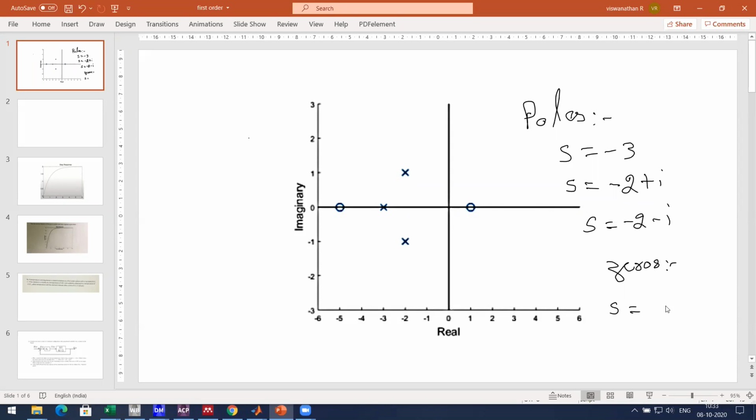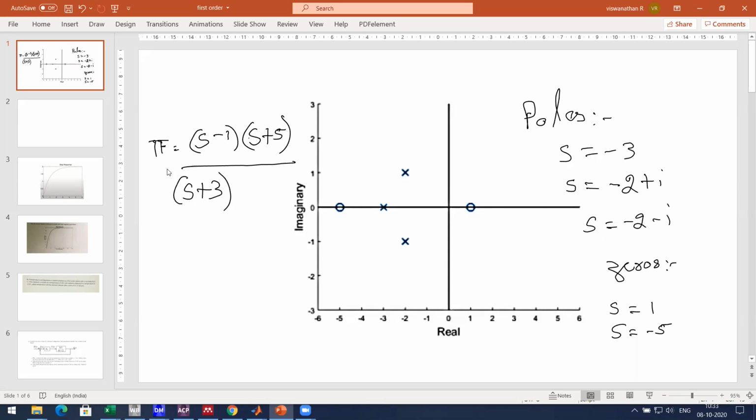S is equal to 1 and S is equal to -5. So how do you write this transfer function? First the numerator is the zeros. So S minus 1 and S plus 5, correct? Okay, S minus 1 and S plus 5 divided by, what is this? S plus 3, because it is minus 3 here, it is S plus 3.